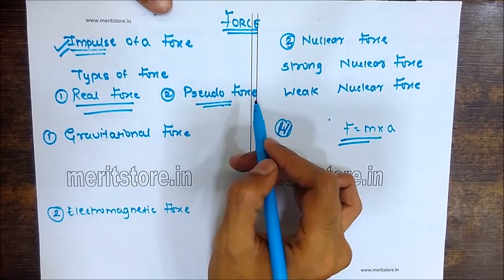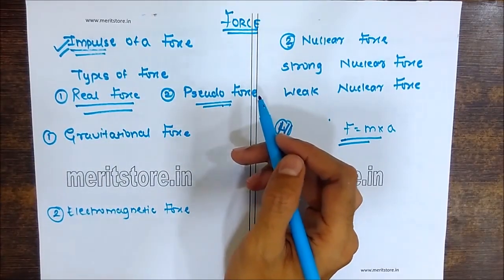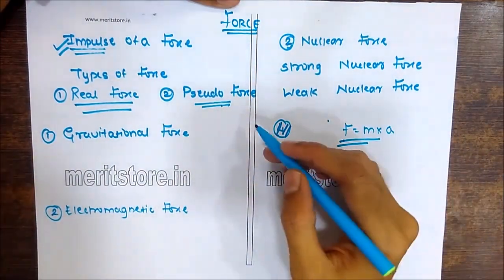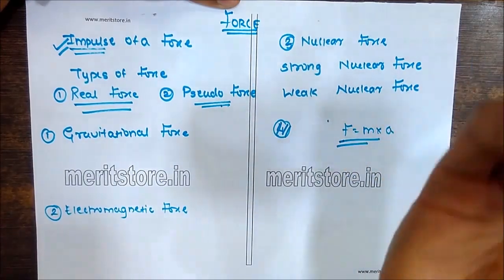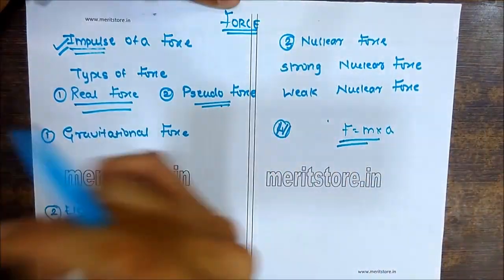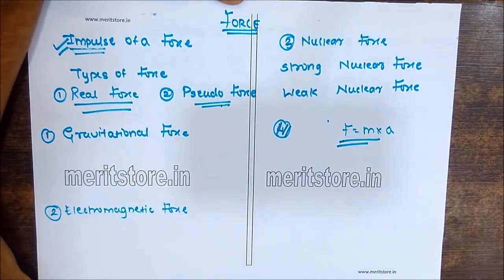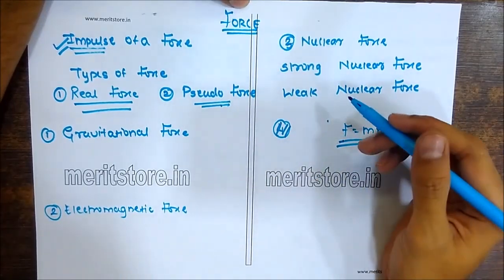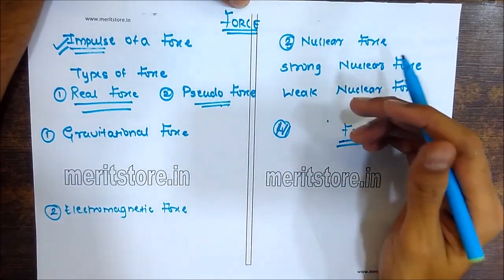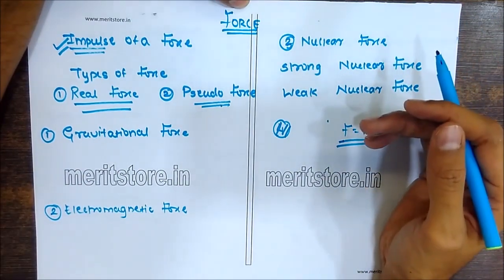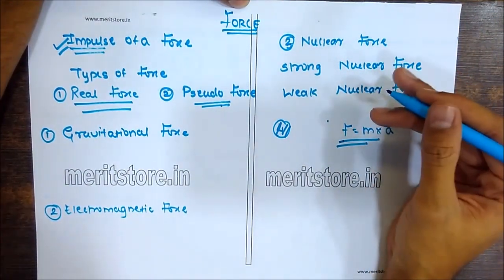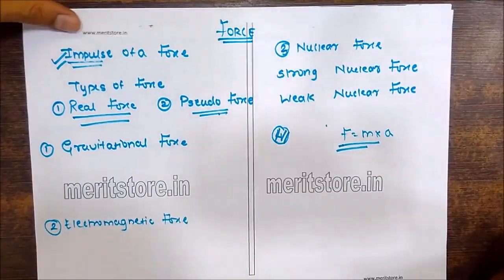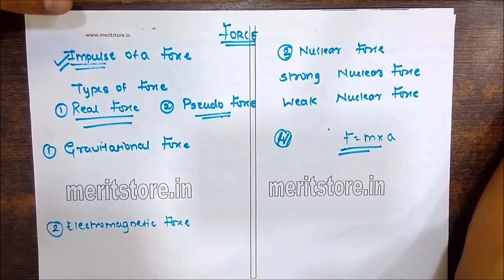Pseudo forces are the forces which we experience in our day-to-day life. When we travel in an elevator, we feel a jerk in the downward direction, whereas the elevator goes in the upward direction. Also, if a bus is moving with some acceleration on a straight road in a forward direction, then a person will experience a force if the bus stops moving.